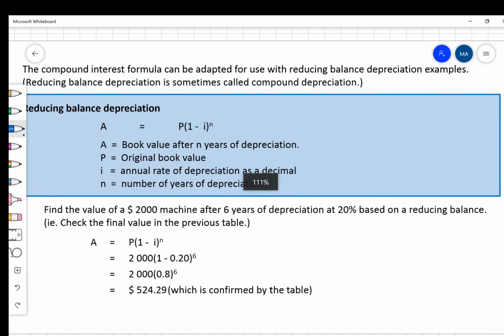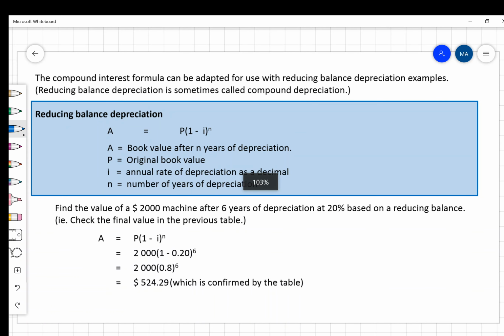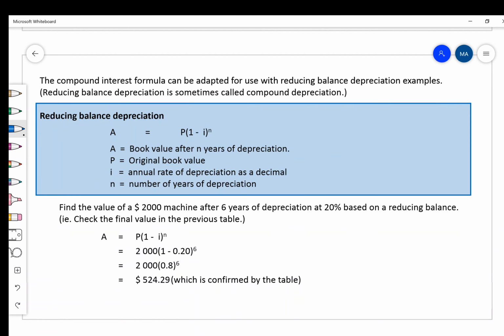Okay, it looks like this, and these are the variables. So rather than V for value, we've got A for the book value after n years of depreciation, the original book value, so the original value of the equipment or whatever it is that's being purchased, is that P value there. We've got the annual rate of depreciation as a decimal, that is the I value, and then the number of years of depreciation is our N value up there.